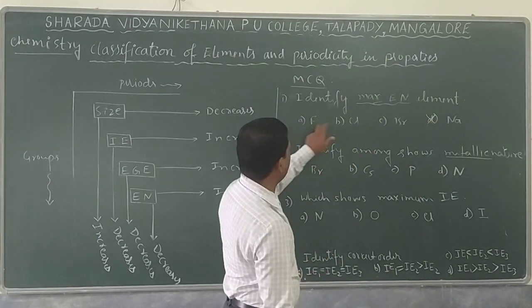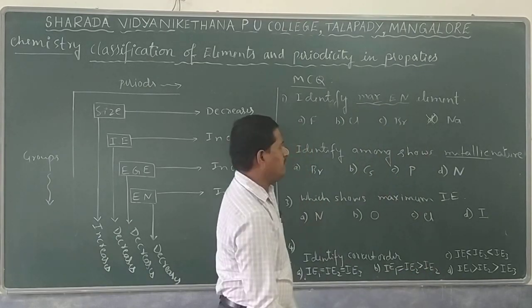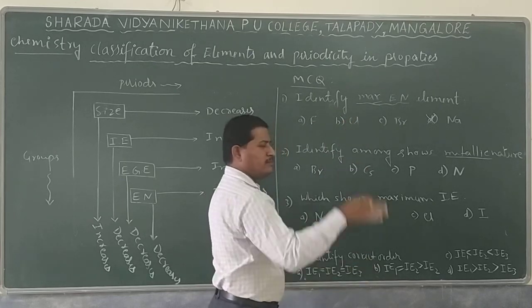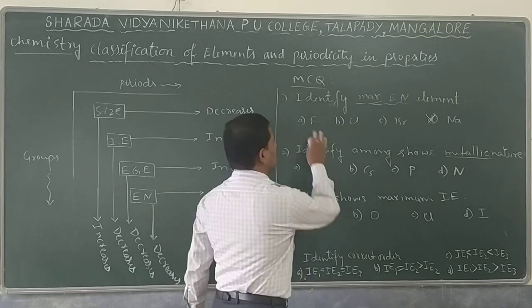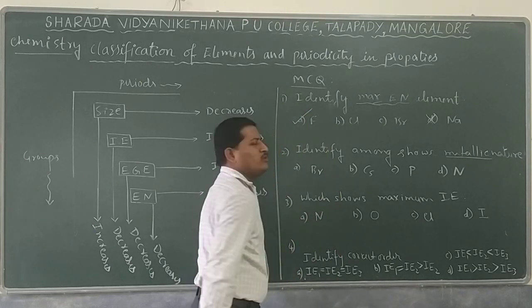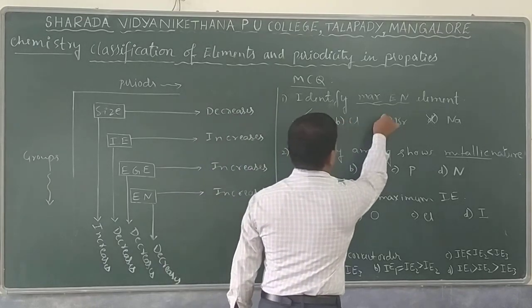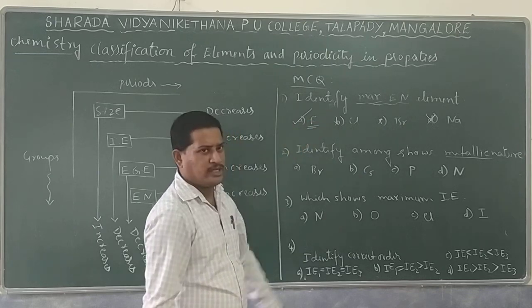Now fluorine, chlorine, bromine. Remember, these belong to group number 17, where fluorine is the first element, chlorine the second, bromine the third. Down the group, electronegativity decreases. Among the three, fluorine shows the highest electronegativity. So among halogens, as well as among all the elements in the periodic table, fluorine shows maximum electronegative nature.